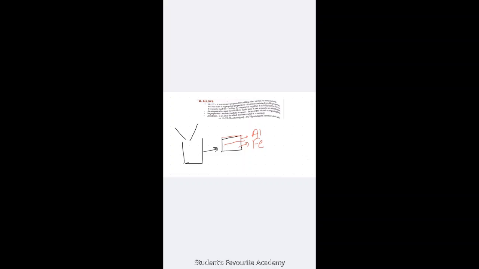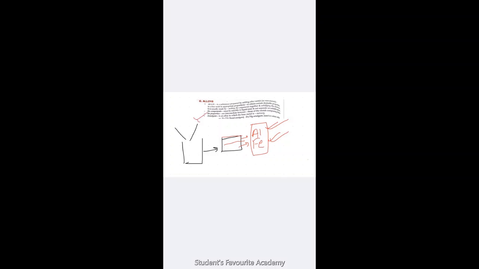Now the third thing, children, is that its properties are intermediate between those of the metals composing it. So what will be the properties of this alloy, children? From Al, whatever properties it has, the alloy will have some of them. From iron, whatever properties it has, it's not necessary that all the properties will be there, but the properties which will be there will vary in some way between the constituent metals.